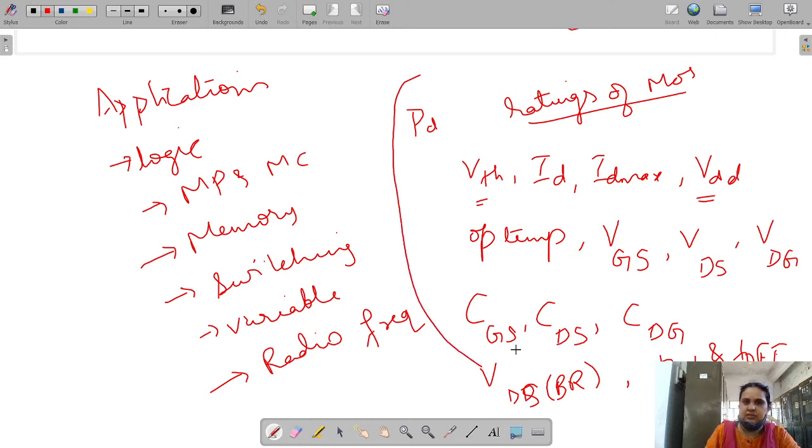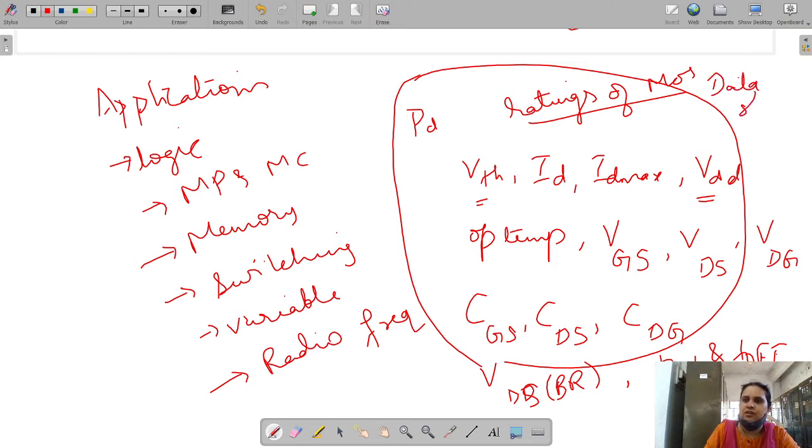Whatever ratings we discussed, all the ratings will be available in the data sheet of the MOSFET. Every MOS device or every MOS IC has its own data sheet which tells us all the details of that particular device and its characteristics, how it is going to vary, and for what application it is going to be used.